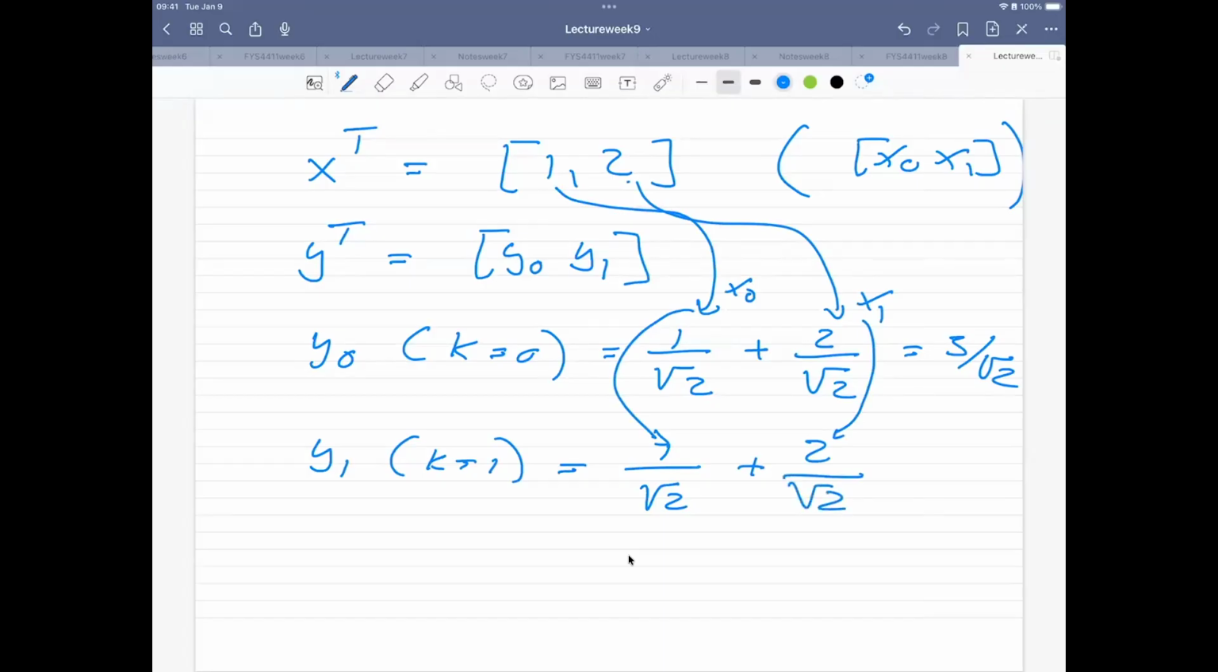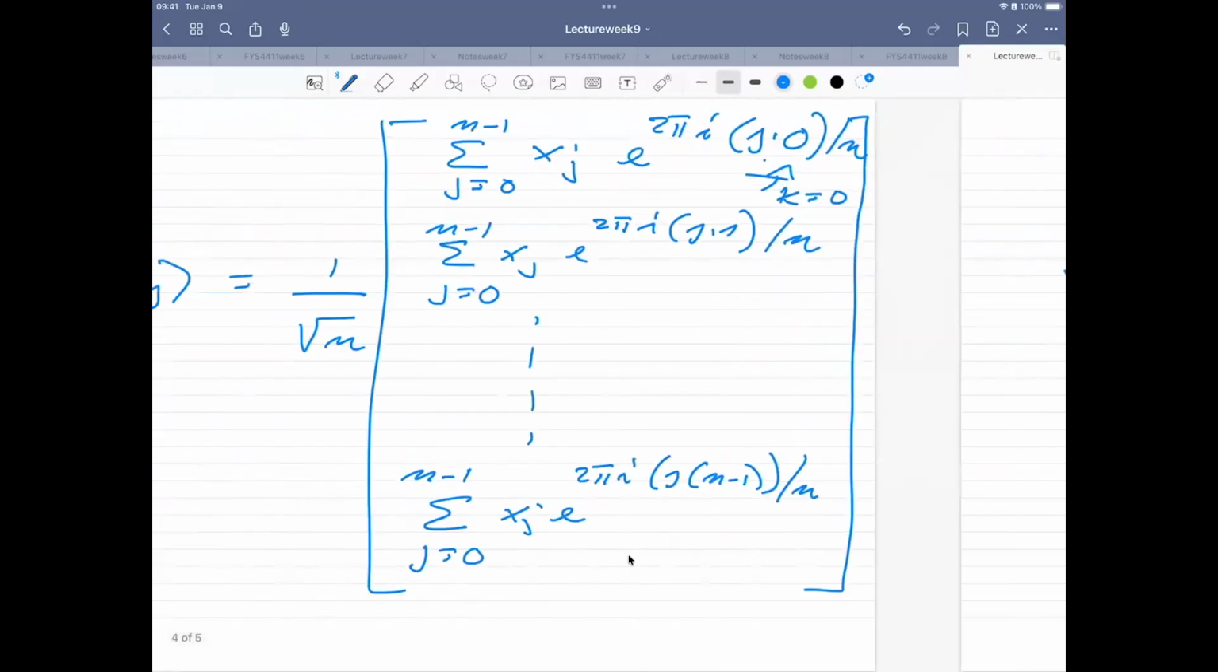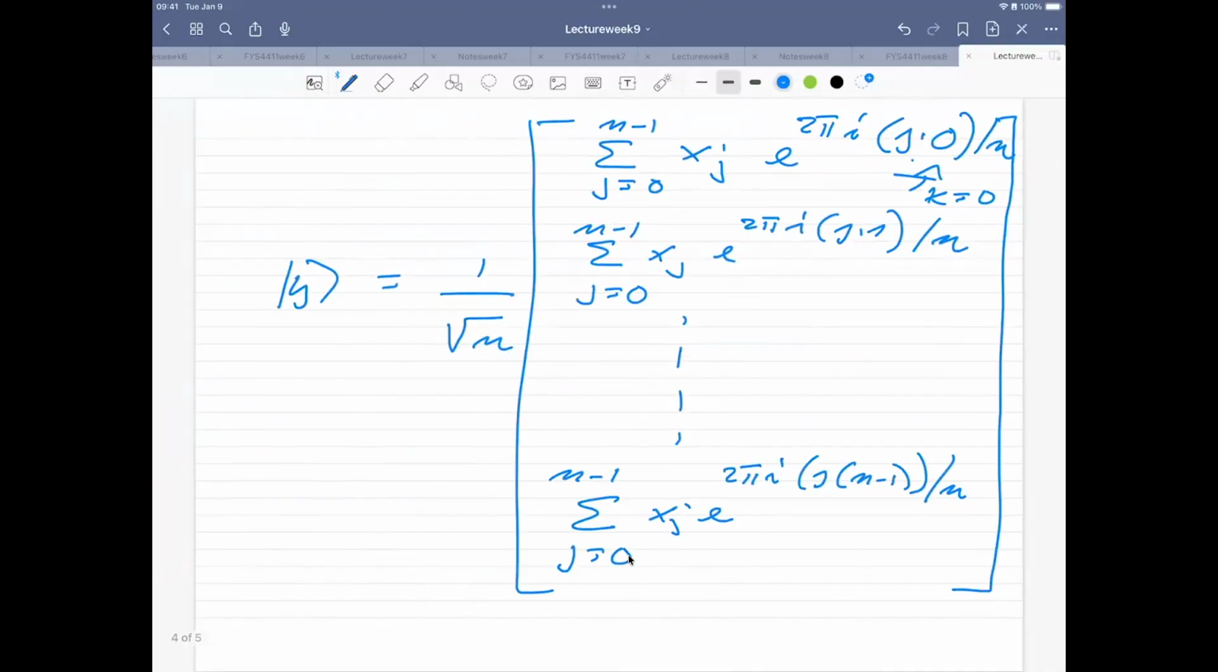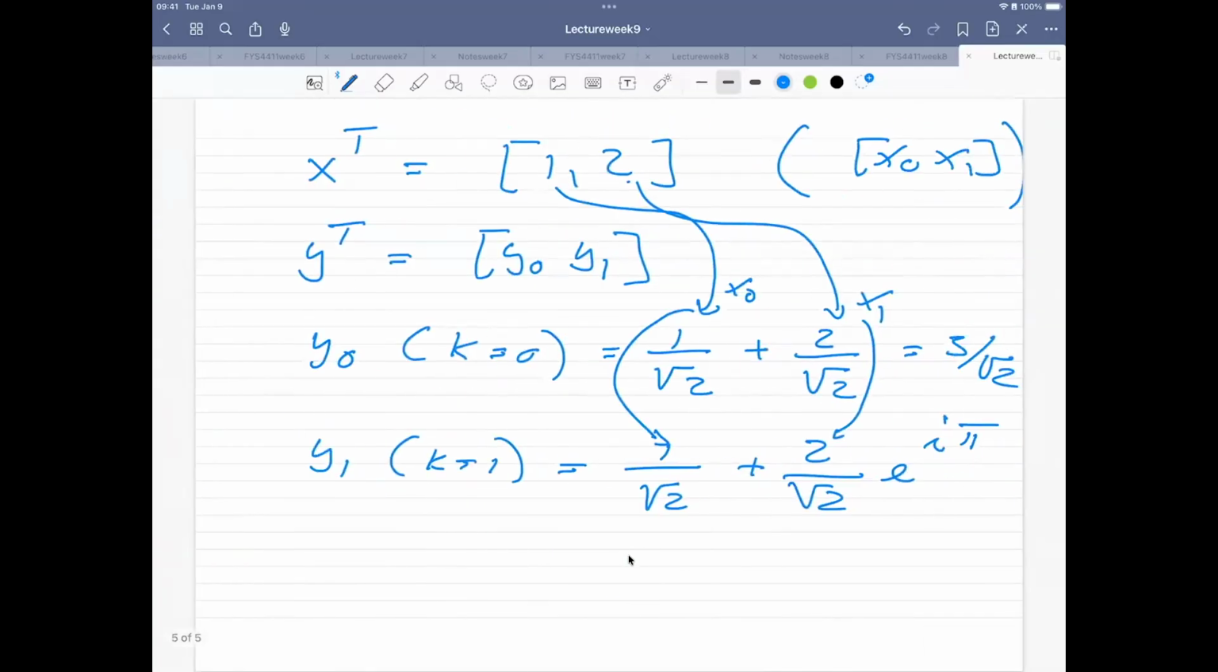But now I have to be careful because if I look at my exponent, I have i times pi. Because in this case, j is equal to 1, 1 times 1, and I divide by n, which is equal to 2. So then I get e to the i pi, which we know is equal to -1.